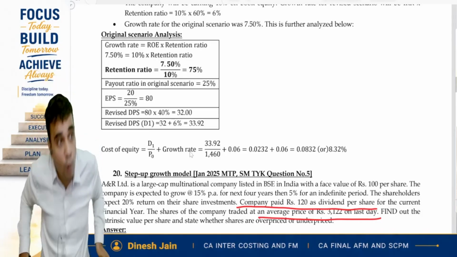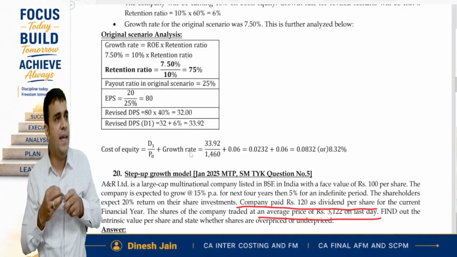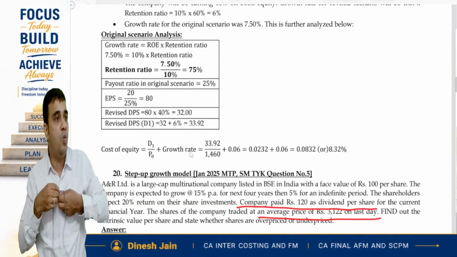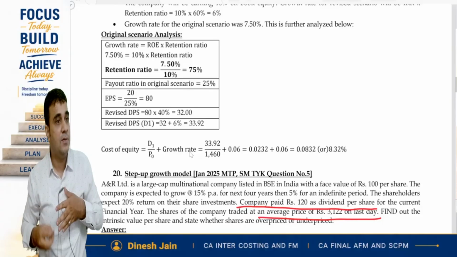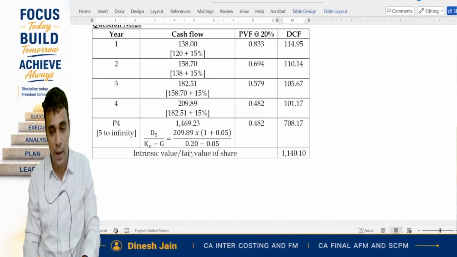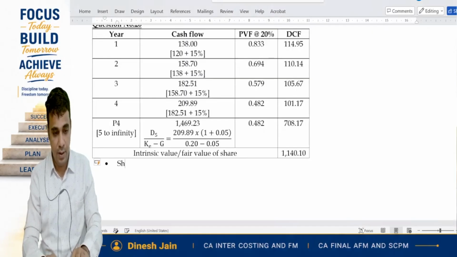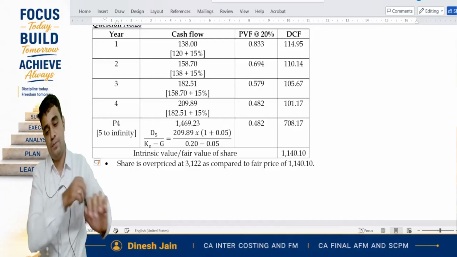The share is highly overpriced at P122. Why overpriced? Because my analysis says the price has to be 1140. The market is saying the price is 3122. Right? The share is overpriced in the market at 3122 as compared to the share price of 1140.